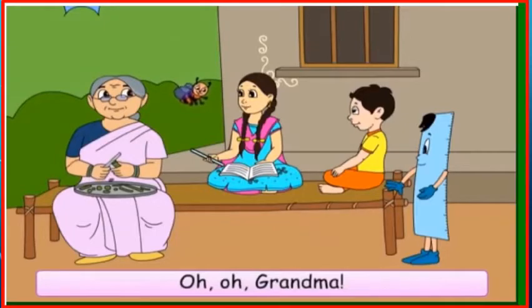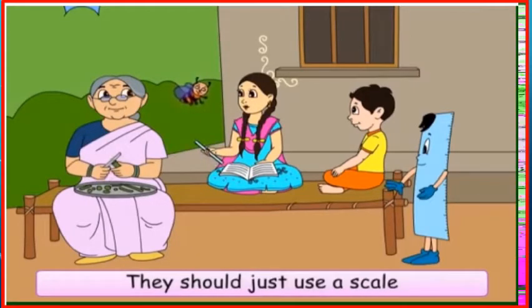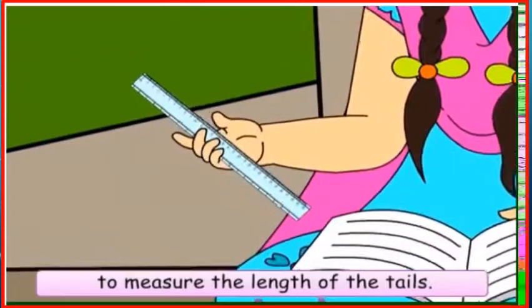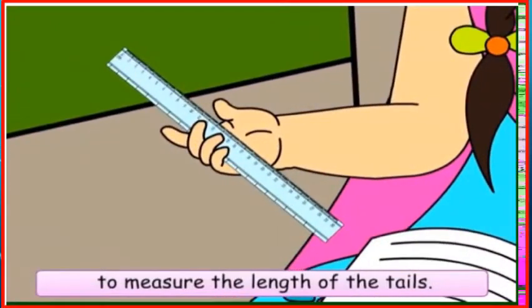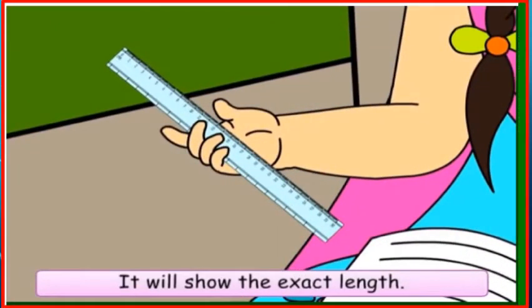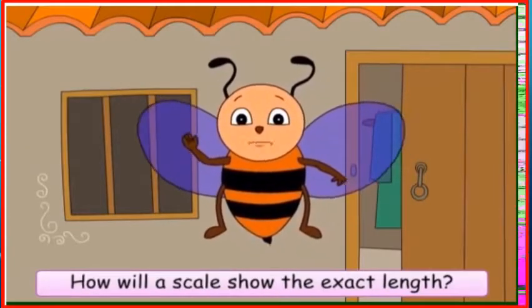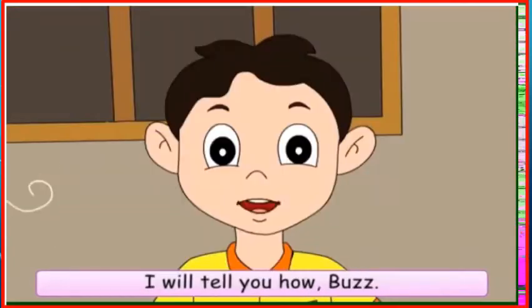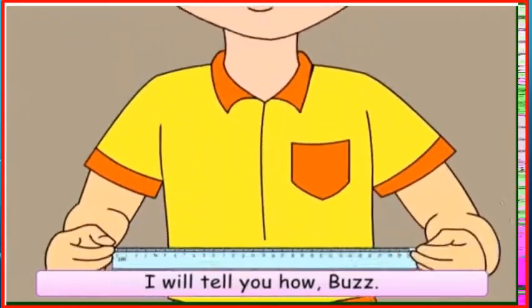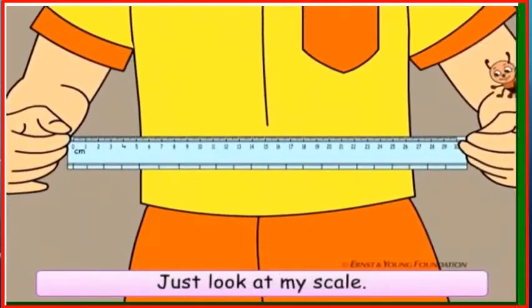The monkeys did not know what to do. Oh, Grandma, they should just use a scale to measure the lengths of the tails. It will show the exact length. How will a scale show the exact length? I will tell you how, Buzz. Just look at my scale.